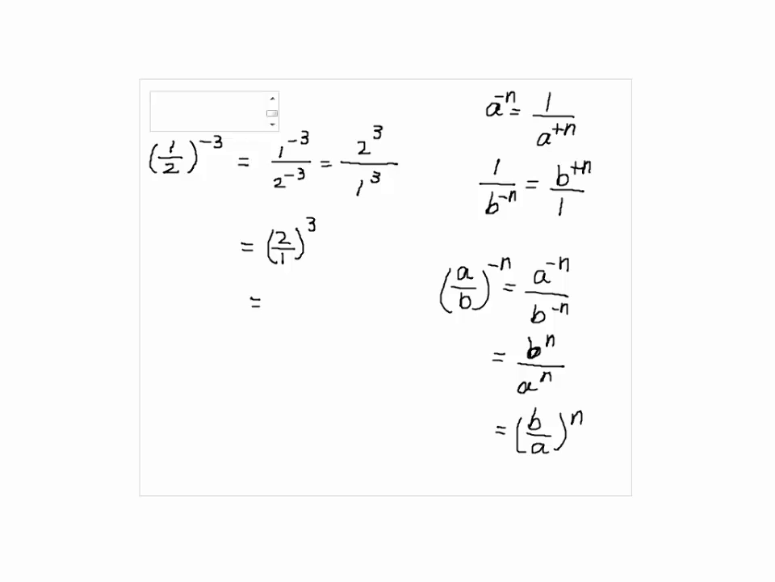So this means simply 8. 2 to the power of 3 is 8, and 1 to the power of 3 is 1, so the answer here is 8.